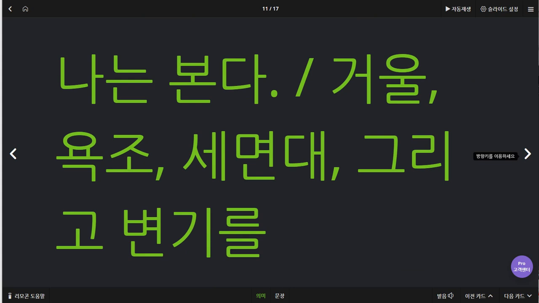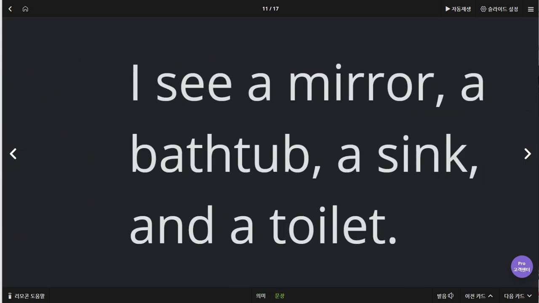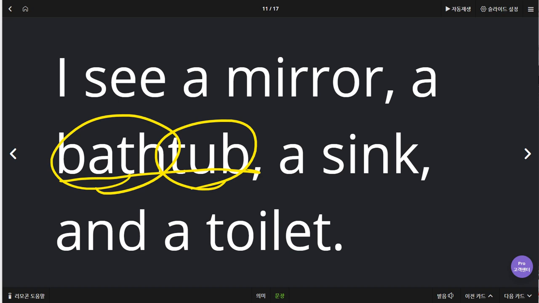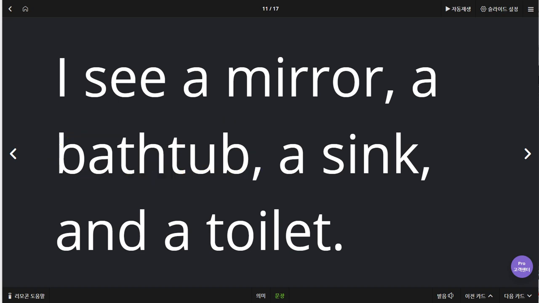I see a mirror, a bathtub, a sink, and a toilet. Okay, bath means bathing, and tub means a container. Bathtub is a tub for bathing.